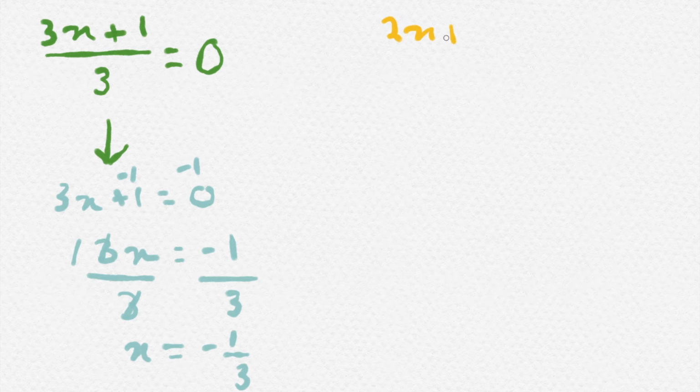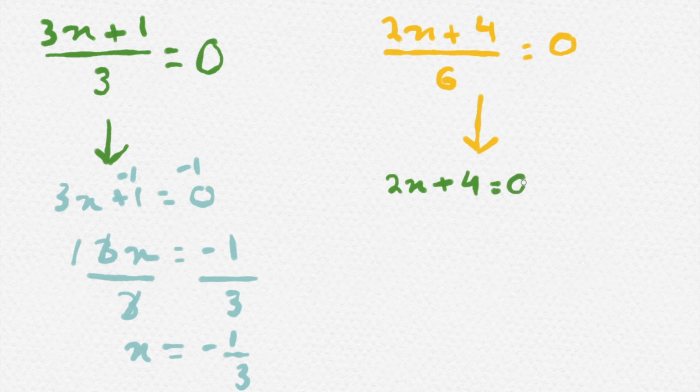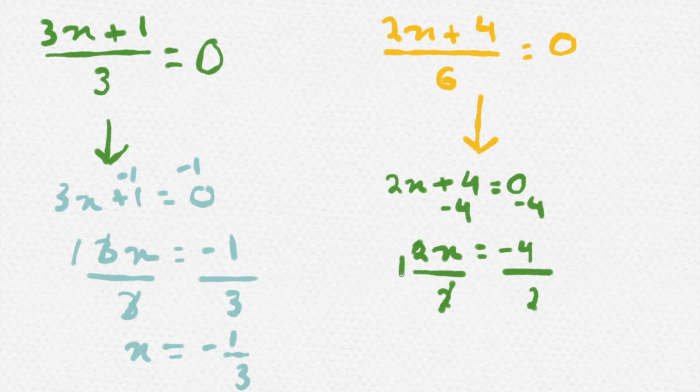So our next question is (2x + 4) divided by 6 will be equal to 0. So instantly we can bring down 2x + 4 will be equal to 0. We can minus 4 from both sides. So this in the end will give us 2x is equal to minus 4. Divide both sides by 2. This will leave 1. Therefore, x will be equal to minus 4 on 2, which is minus 2.